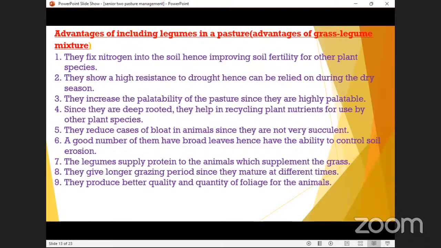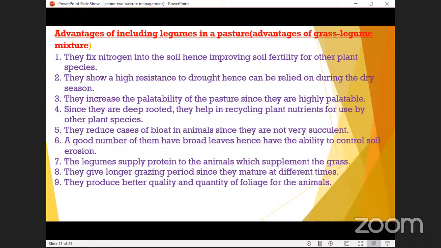And then the other, they give a long grazing period, hence they mature at different stages. Feeds are continuously produced because legumes take a short period of time to mature compared to grass. Grass takes a long period of time to mature.